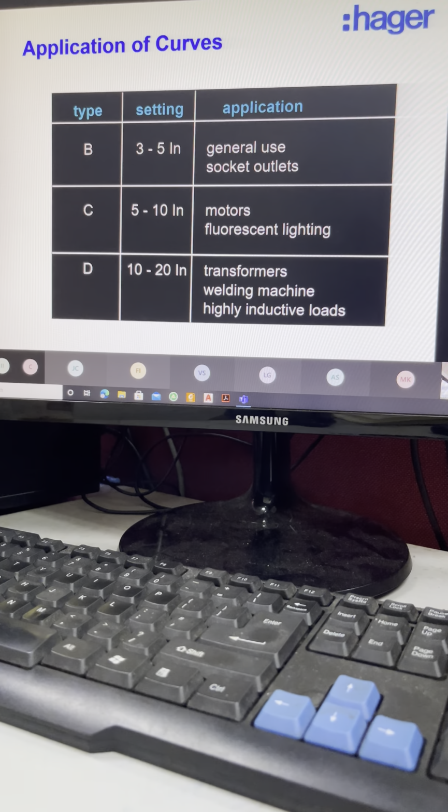Why? Because of the wrong selection of Type B, C, and D. That's why I always recommend for incoming, always use D, so that it will only trip if the downstream breaker has failed, to ensure that the whole house will not get a blackout. Tripping of the main breaker is avoided by having a certain degree of discrimination, using Type D as the incomer.